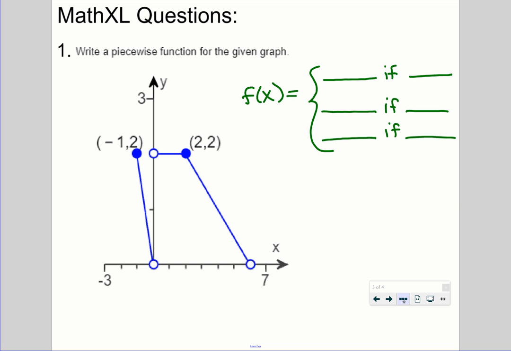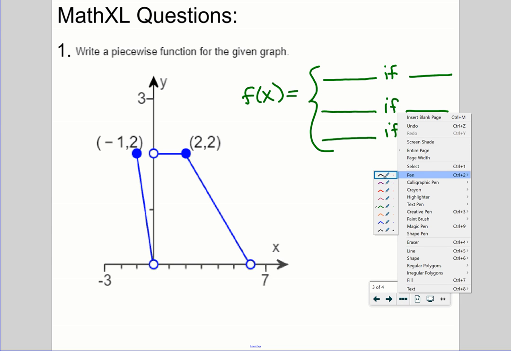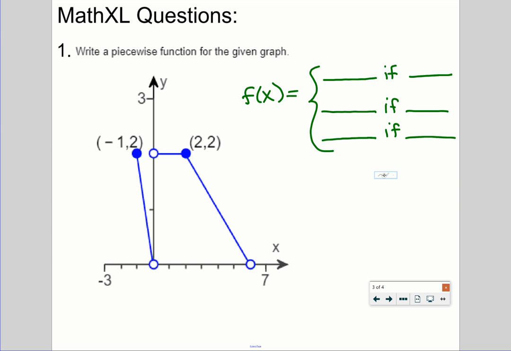I'm going to try to color code this and number it for you. I'm going to start with the easiest one. The easiest one, I'm going to call number 1, is the horizontal line in the middle. That's a horizontal line at what number? Y equals what? Y equals 2. Now remember, f of x means y, so we already have the y equals. All you have to do for the middle piece is put 2, because it is a horizontal line at 2.